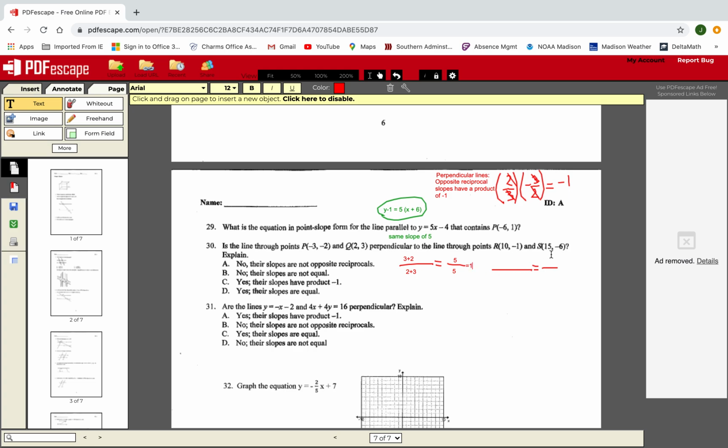And the second set, y2, which is -6, minus y1. Notice again that I have minus a negative, which is the same thing as plus. And then on the denominators, I have x2, which is 15, minus x1, which is 10. So on top, I have -6 plus 1, which is -5. And on bottom, I have 15 minus 10, which is 5. -5/5 gives me a -1. Hey, look at this. 1 times -1 is -1. So they do have a product of -1.